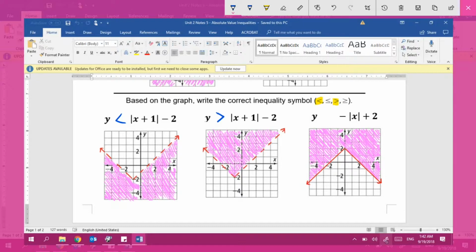And then finally, on the right side over here, we can see the boundary line is a solid line, which means we're going to be using less than or equal to or greater than or equal to. And it is shaded above the v. The v is upside down here, but it's still shaded above it, which means we're going to be using the greater than or equal to sign.